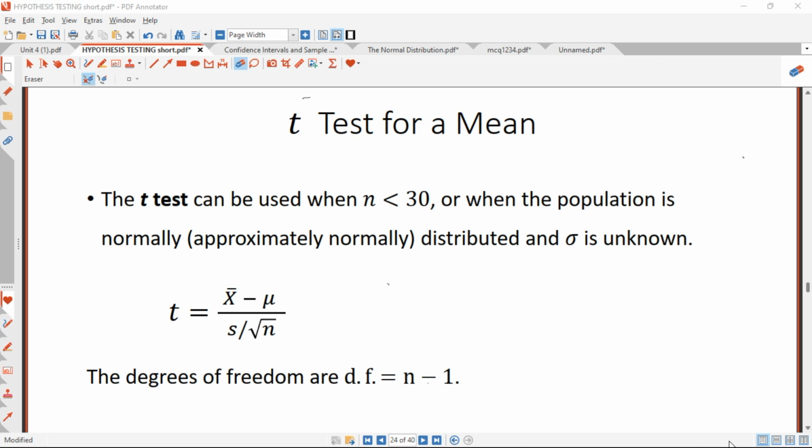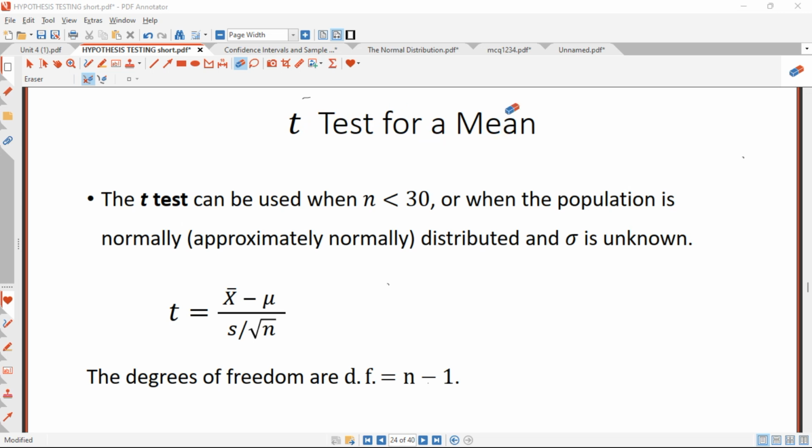Today we are going to start our studies on the t-test for the mean, right? That's the hypothesis testing for the population mean when our population standard deviation is unknown. That's mainly what we are going to discuss today. So that's the t-test for the mean.